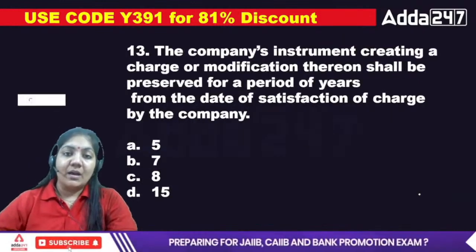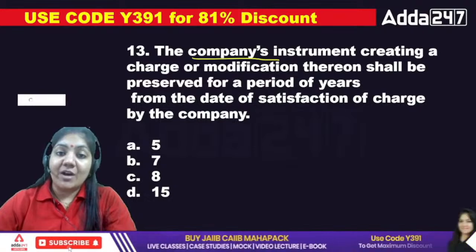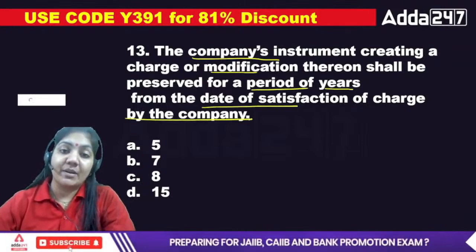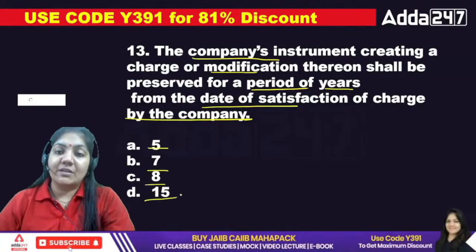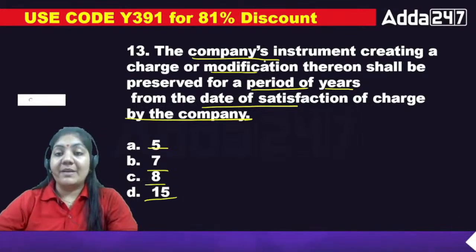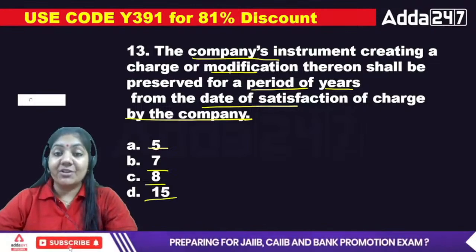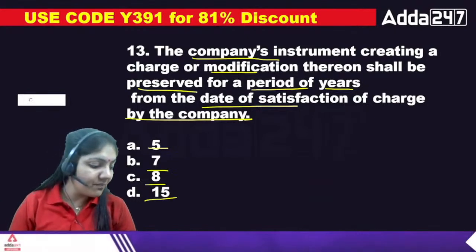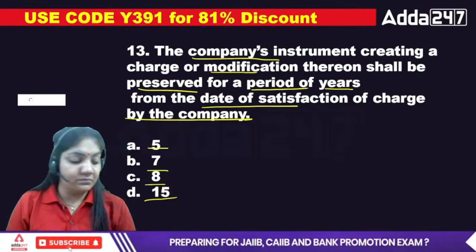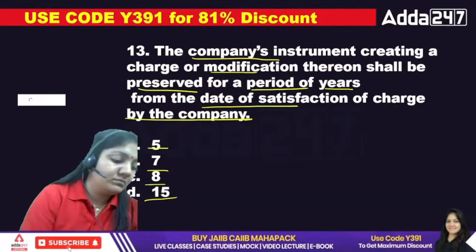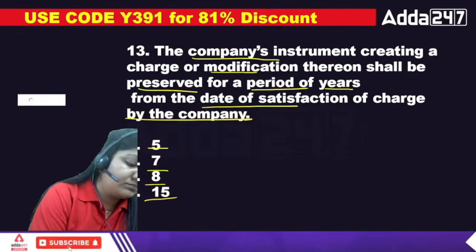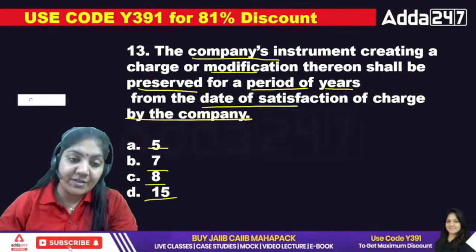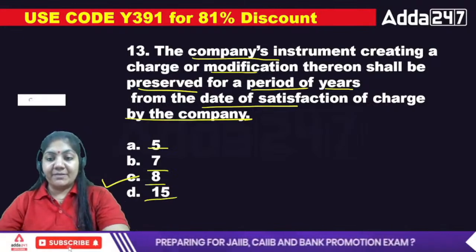Cool. Next. The company's instrument creating a charge or modification shall be preserved for the period of dash years from the date of satisfaction of charge by the company. Is it 5, 7, 8 or 15? The company's instrument creating a charge or modification, that is changes, shall be preserved for how many years? 5, 7, 8, 15. The exact answer is that it should be kept for 8 years. Okay, 13.1 C is the right answer.